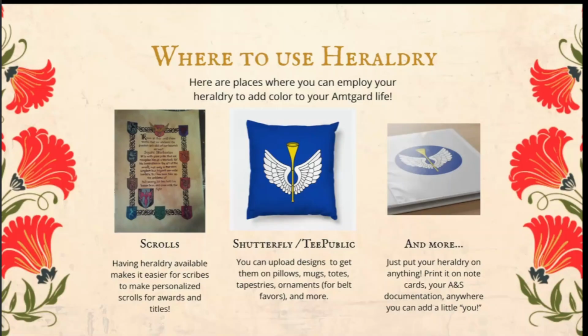I need to go back and review my scrolls, Caddy. Anyways, worst case scenario, go to Shutterfly, go to TeePublic. You can buy a cushion for a chair that has your arms on it, and this is $20. Perfect representation of heraldry. At the absolute minimum, if you're doing an A&S entry for a competition and you have heraldry, put your heraldry on it. I want to see that somewhere. Yes, and you can even do custom fabric on Spoonflower and places like that with heraldry.